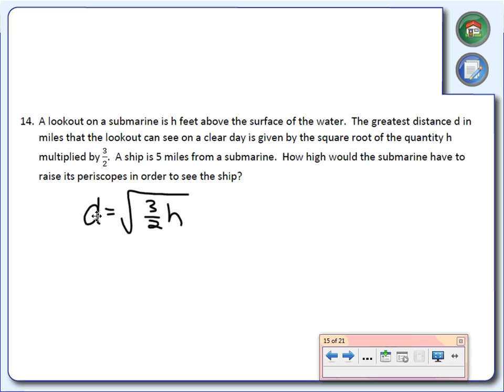All right, so here we go. We're going to replace D with 5. That's the distance. We're going to solve for H. So the first thing I'm going to do is get rid of the square root. We're going to do that by squaring both sides. So if I square both sides, I end up with 25 is equal to 3 over 2 H.